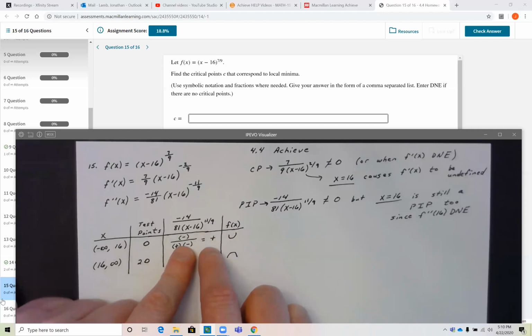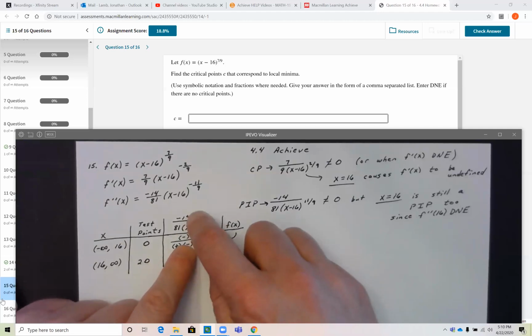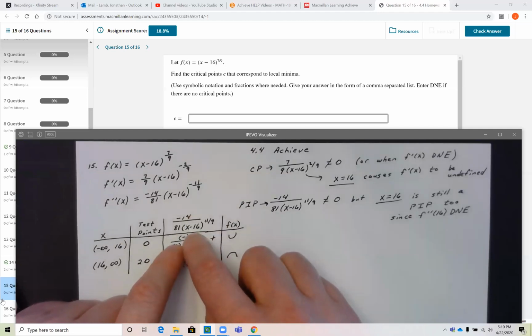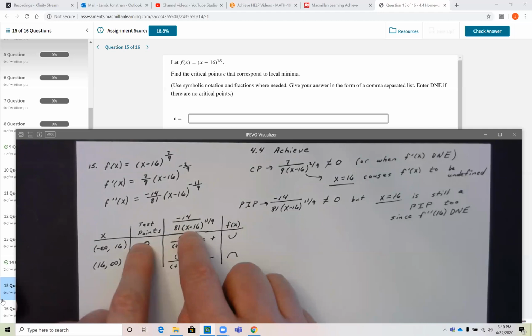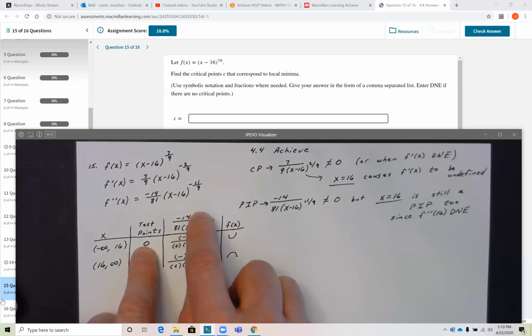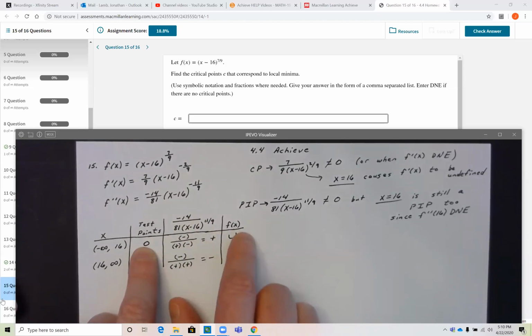When I try to test that here, I know that my numerator is negative, no matter what value I plug in for x. 81, of course, is positive. The only factor that's going to change sign is this factor. When I plug a 0 into it, it's going to be negative 16 to the 11/9. It's going to be a negative. Well, a negative divided by a negative is a positive. That tells me that my second derivative is positive in that region, so my original function is going to be concave up in that region.